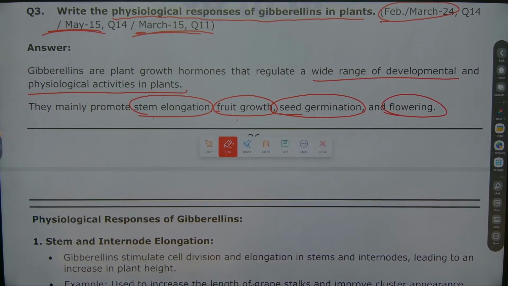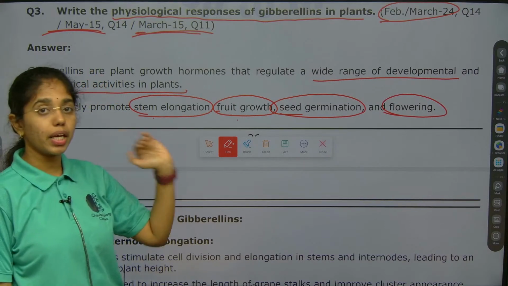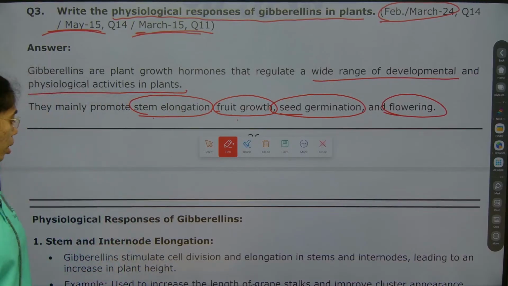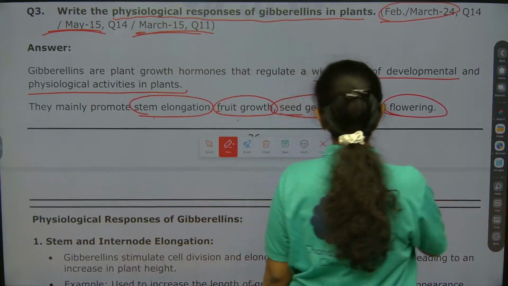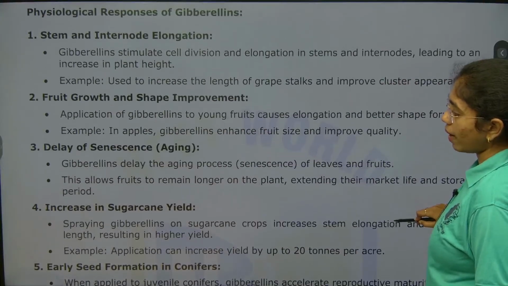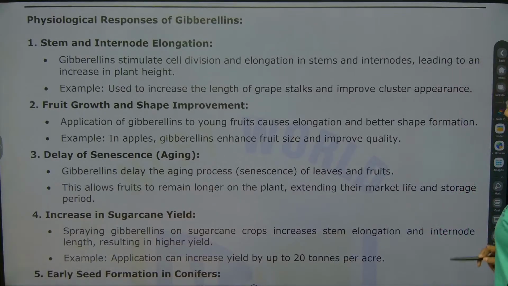This is given as the physiological responses of gibberellins. First you have to mention clearly in the beginning what the exact functions of that particular phytohormone are. Then go on elaborating for each type of function. What are the physiological responses? You have to elaborate it in this way.